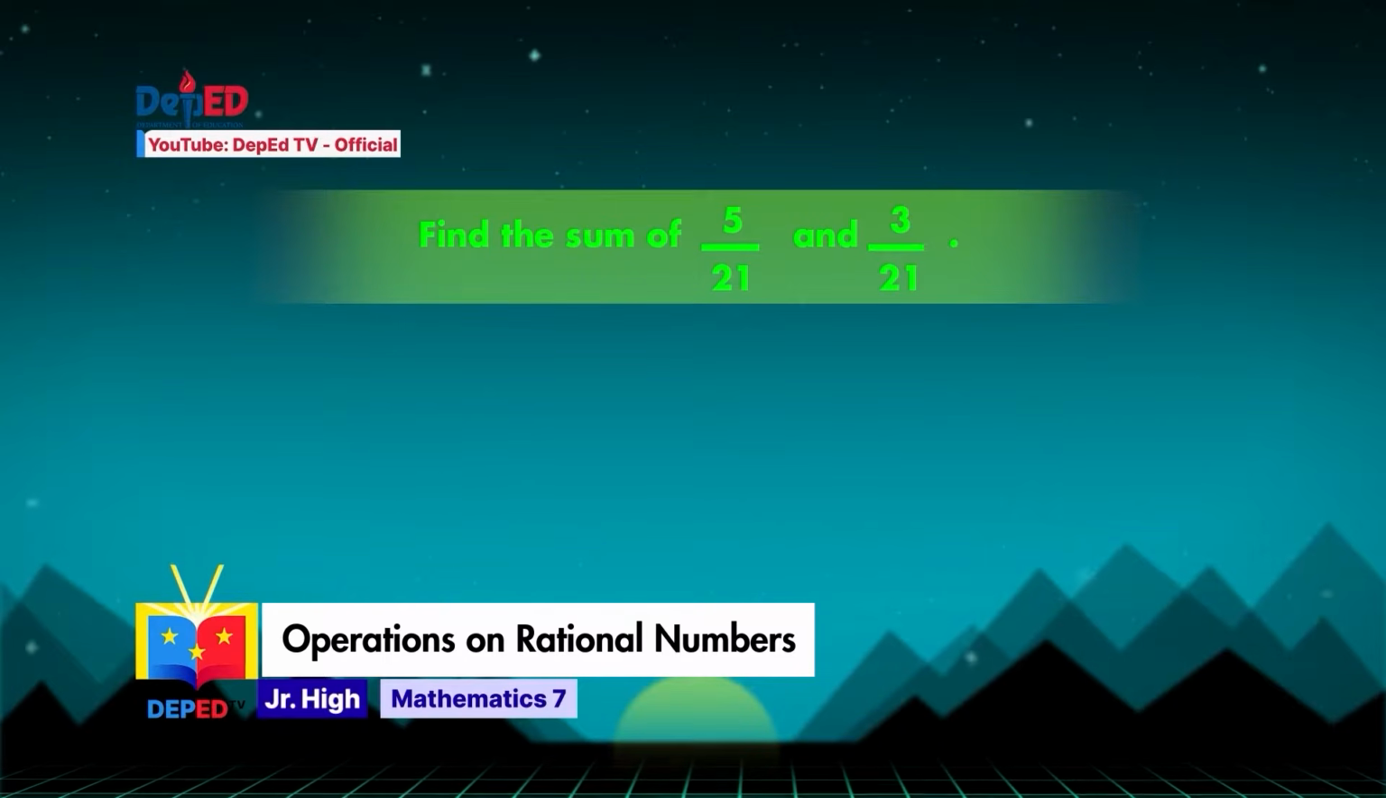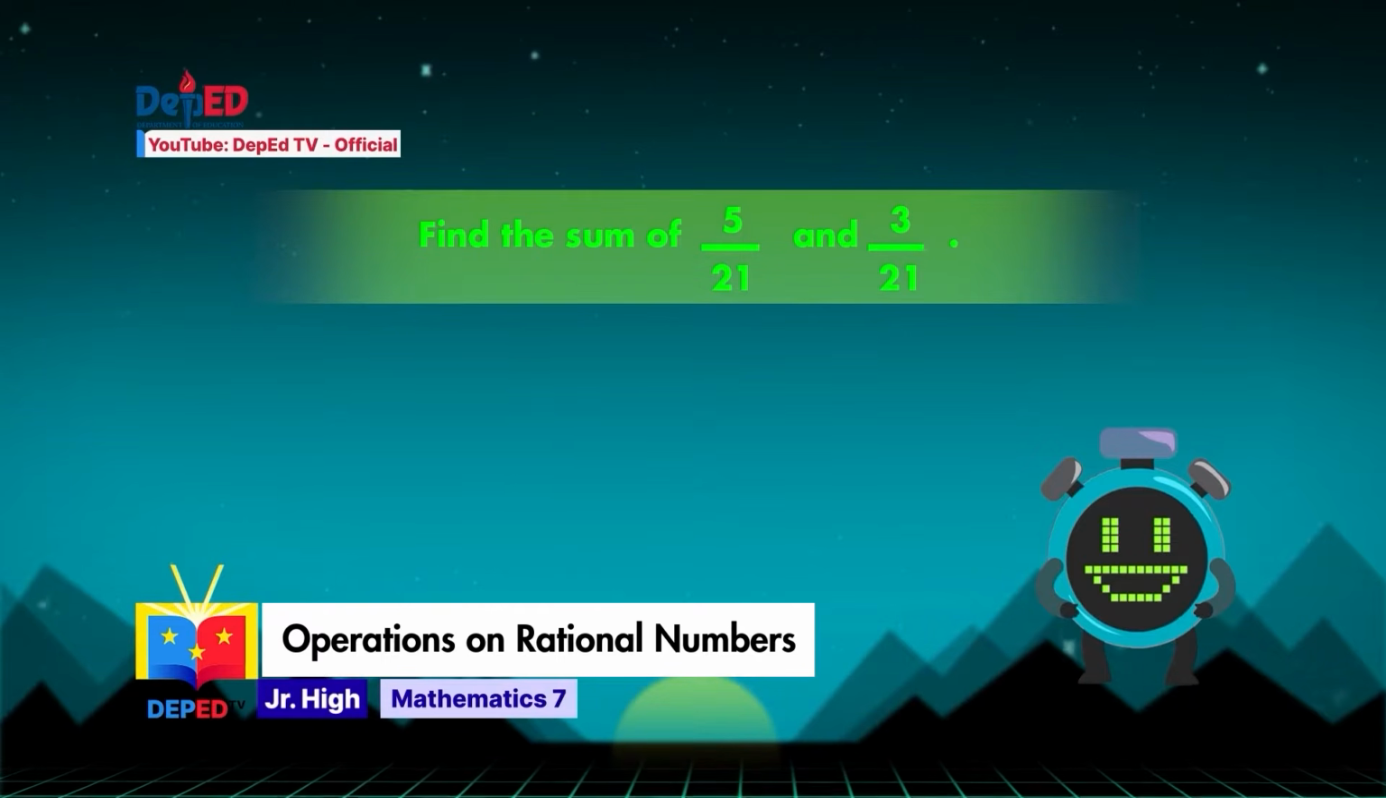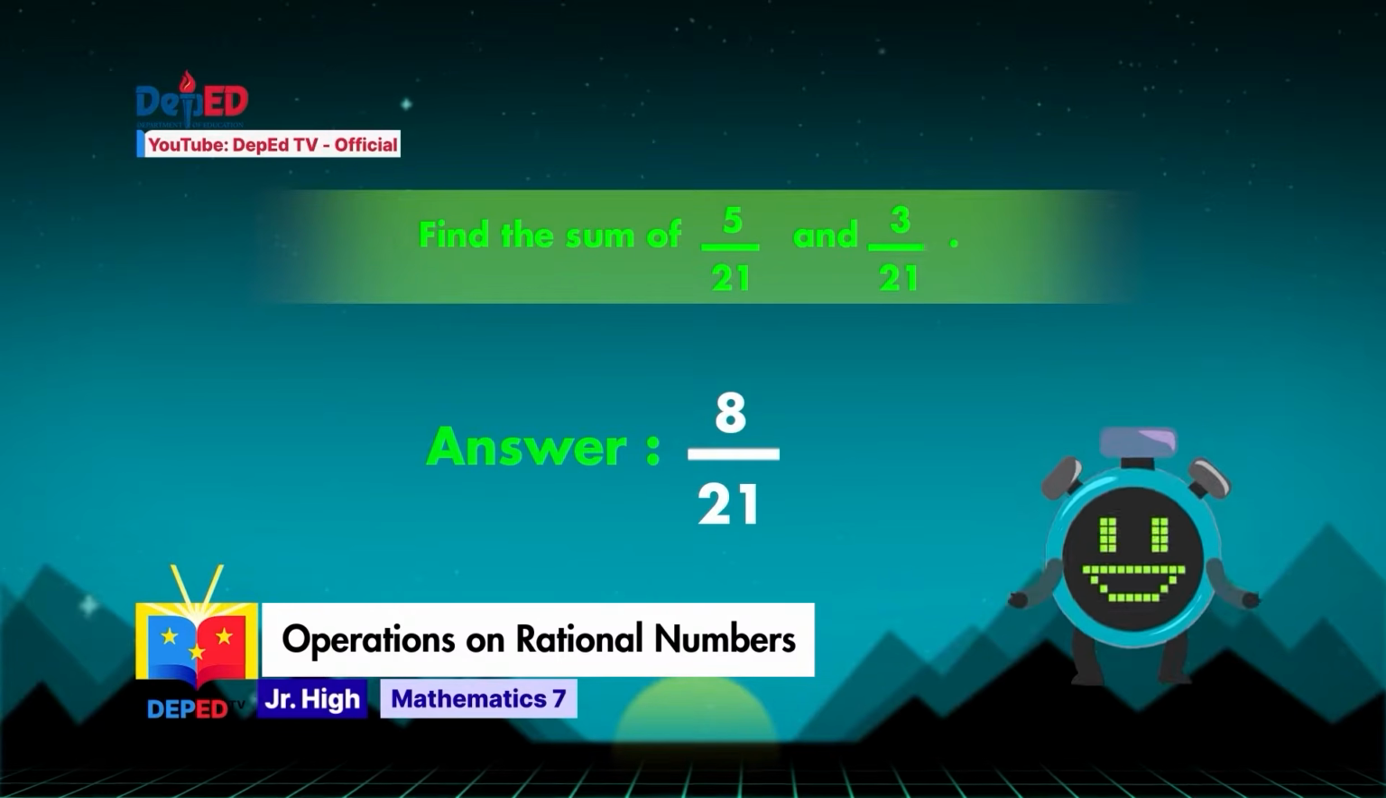It's your time to give your answer. I will be giving you 5 seconds. Number 1. Find the sum of 5 over 21 and 3 over 21. Timer! If your answer is 8 over 21, very good!